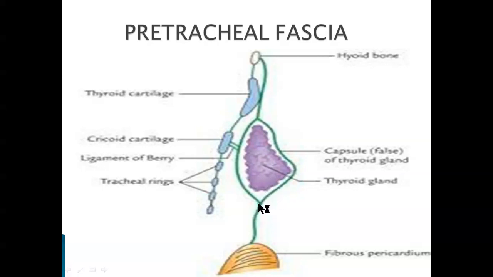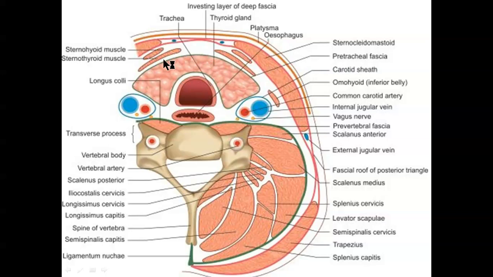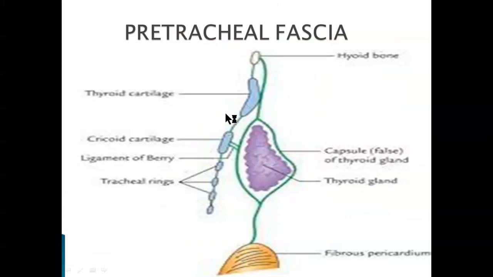Now, what the pretracheal fascia does is it covers your thyroid gland. It envelops your thyroid gland from both sides. Like here we can see this is your pretracheal fascia covering your thyroid gland, like everything is covered. The thyroid gland is covered in your pretracheal fascia, giving it a false capsule. So basically, it's not a capsule of the thyroid gland itself, but the pretracheal fascia covers it like a capsule, hence makes a capsule around the thyroid gland.